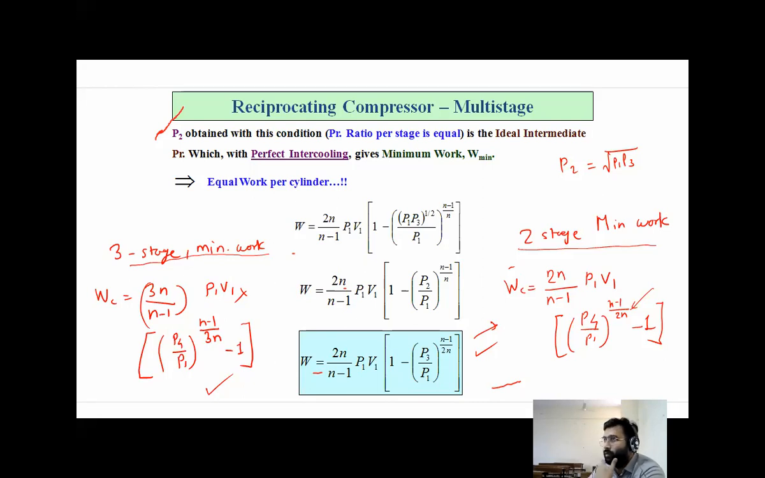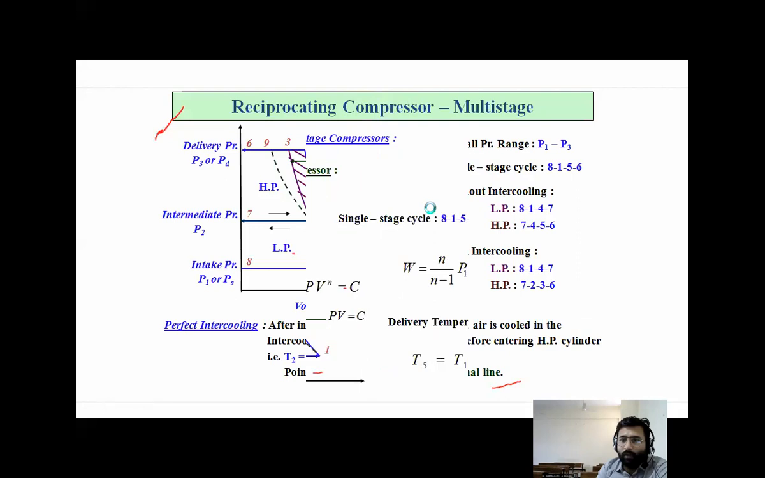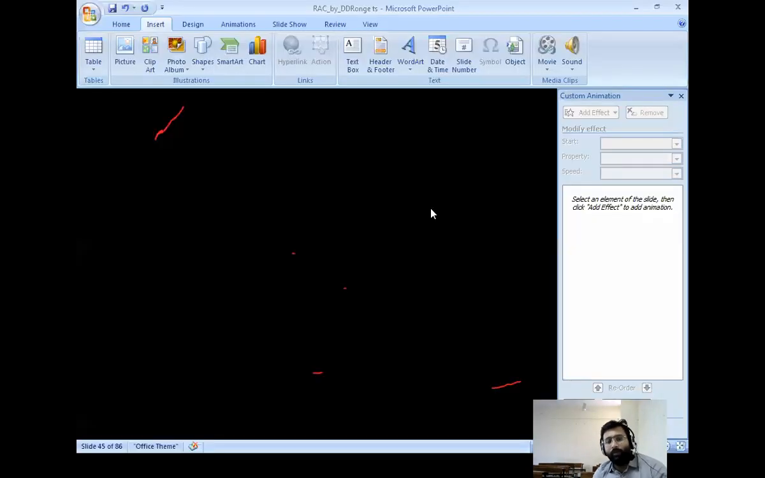That way you will get the minimum work. So with this we'll stop here. In the next lecture we'll take the numerical part and the comparison between various compressors, how to select the compressor. That we will see in the next lecture. So next lecture will take some numericals.